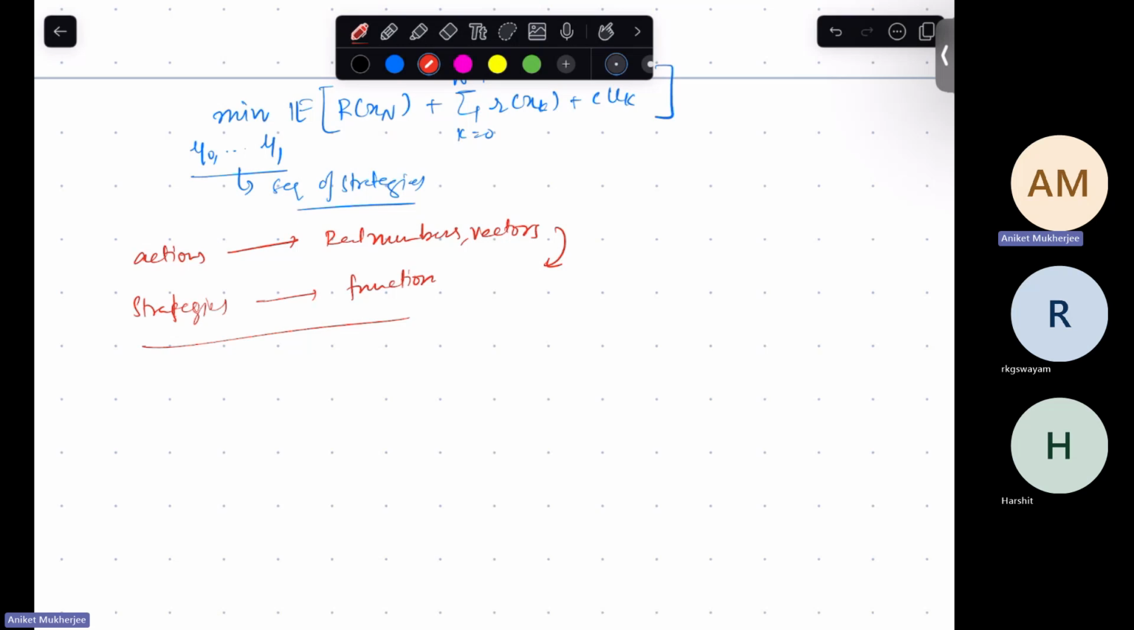So one example of a policy would be, so basically your policy mu k maps your state space to your action space. Here in this problem, your state space is R because xk could take any real number, and your A is R plus or maybe natural numbers. And this would be your integers because you can take negative values, and this would be natural numbers, something like that.